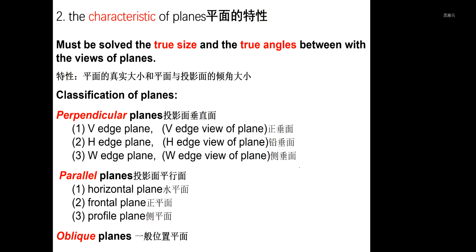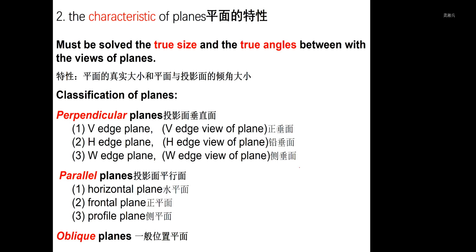So in this characteristic of plane, we also sometimes face the same problem as with the line. We must solve the two sides and the two angles with the view of the plane. So this is a question, because we have a plane. In the projection system, we have three other planes. So one plane has three kinds of relationship with the projection planes. This relative position we call the characteristic of plane. We also call that what kind of plane, yeah.